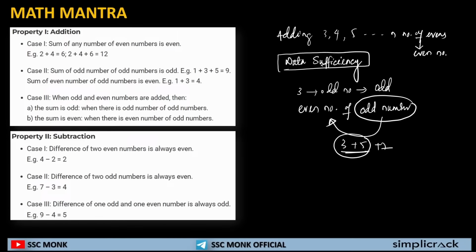What I will get? 7. This is an odd number. So whenever I add odd numbers to an even number, I will get what? Simply an even number? No, I will get an odd number. But if there are an even number of odd numbers plus one even number, I will always get an even number. Why? Because an even number of odd numbers gives me an even number, and even plus even is equal to even.